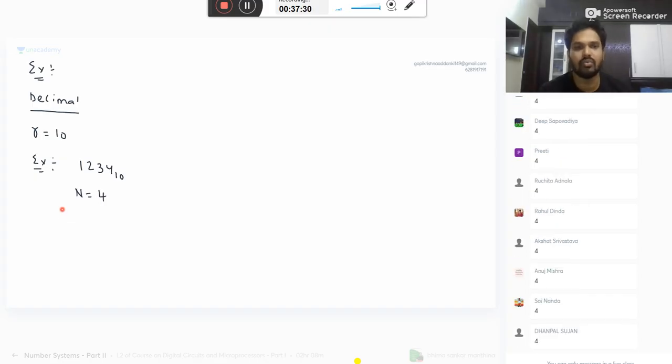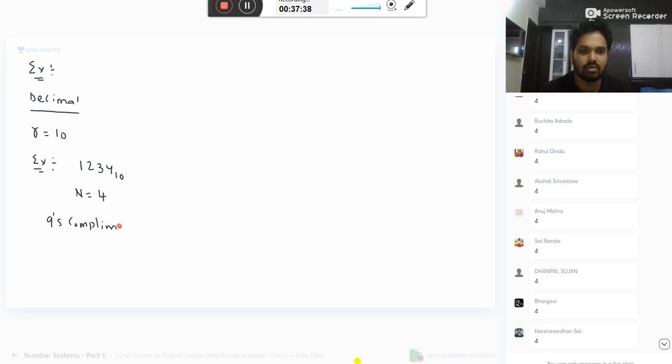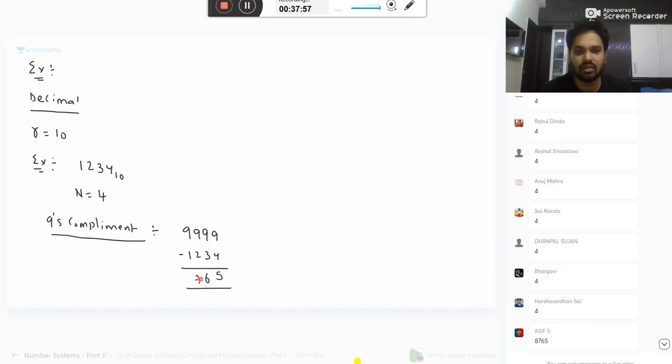So now, what is our 9's complement? How to find 9's complement? Simple rule. 9's complement is subtract the number from all 9's. That is 10 power 4 minus 1. Simplest format: subtract the number from all 9's. So 5, 6, 7, 8.